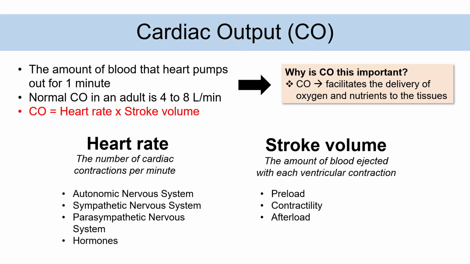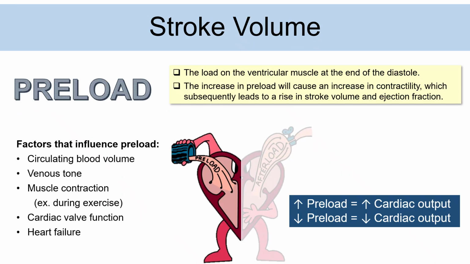Then we have stroke volume. By definition, this is the amount of blood ejected with each ventricular contraction. So the amount of blood that's coming out of the ventricles. This is going to be influenced by preload, contractility, and afterload. So let's talk about preload.